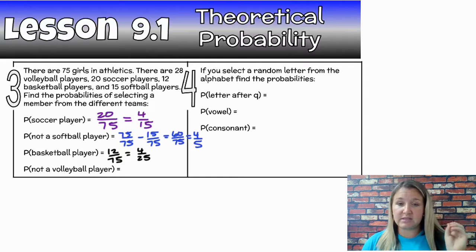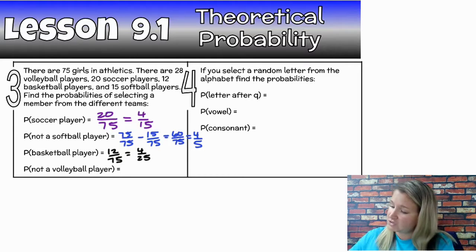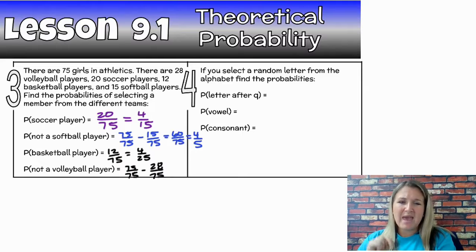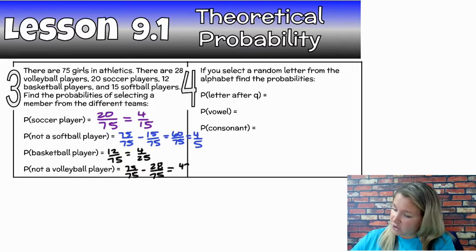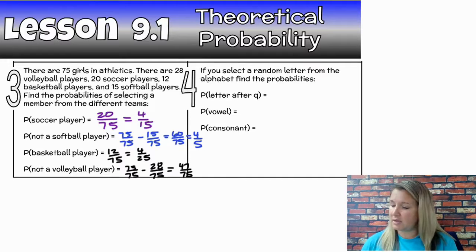And then not a volleyball player. So again, you can take 1 minus the number of volleyball players. So I'm going to say 75 over 75 minus 28 over 75, because remember when you add or subtract fractions, you have to have the same denominator. Now, if it were in decimal form or percent form, it would be way easier to just subtract from 1. And so therefore I get 47 over 75. And for once I cannot reduce. So if it's not a volleyball player, kind of likely, it's over 50%, but almost.